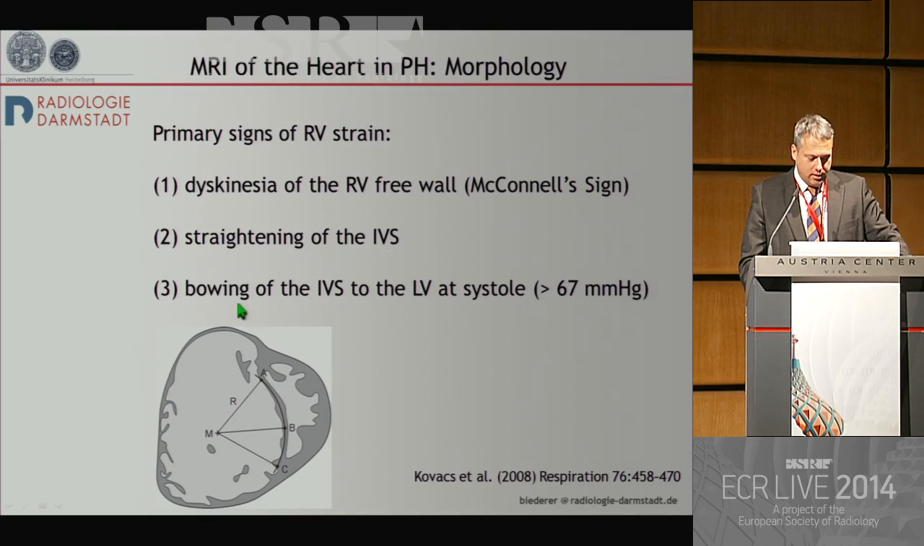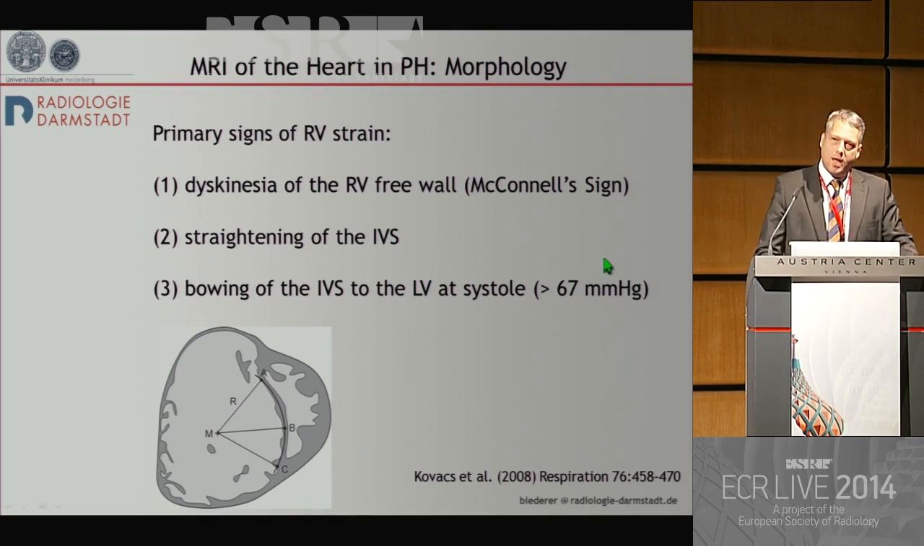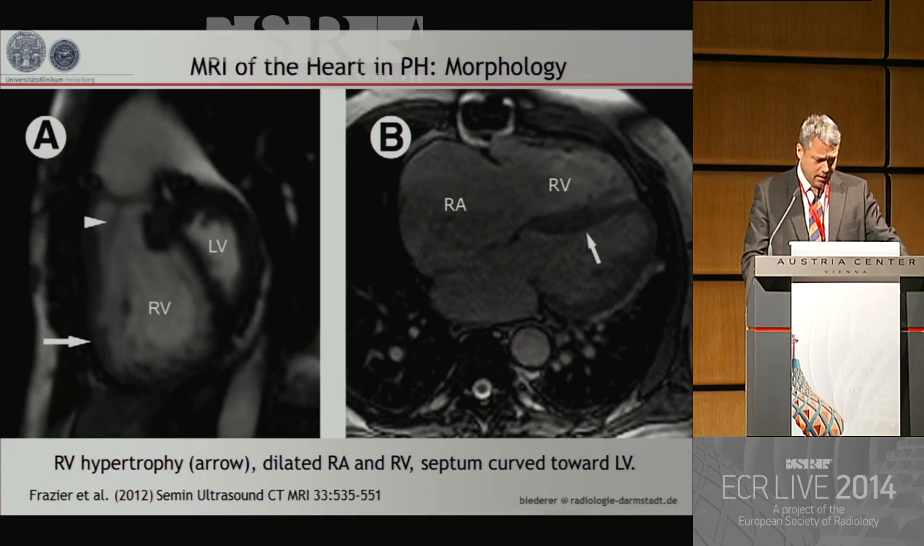Straightening of the interventricular septum, bowing of the interventricular septum to the left ventricle. Typically, if you have an elevated right ventricular pressure over 67 millimeters of mercury, this is what we see. We see the enlarged right ventricle. We see the thickened wall of hypertrophy. We see the dilated right atrium, and we see the right ventricular septum curve towards the left ventricle.